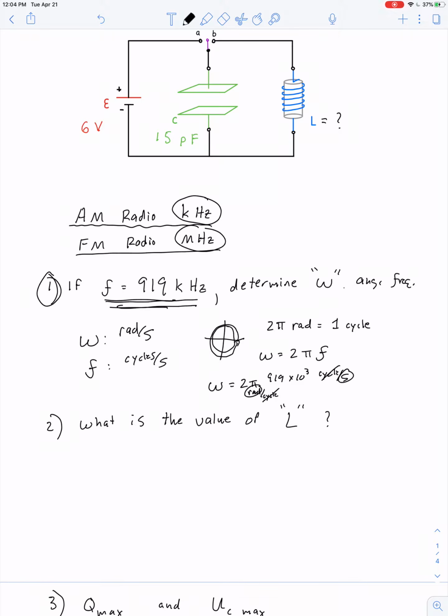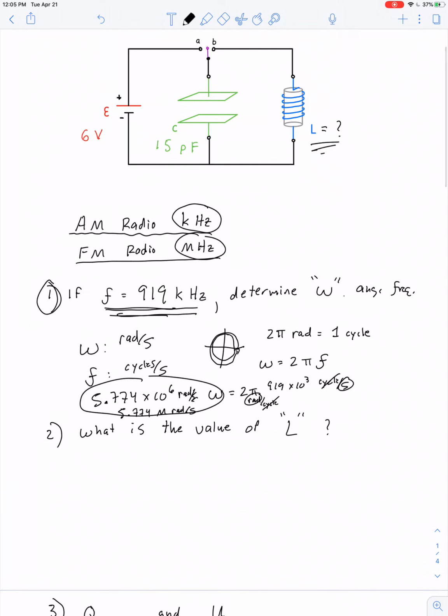And if you grab a calculator, multiply 2 pi times 919, you get an angular frequency of 5.774 times 10 to the 6th radians per second. Or if you want, 5.774, we can just say mega rads per second. All right.